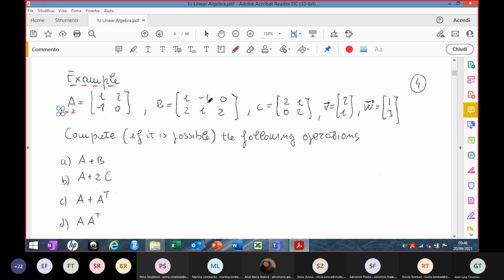How many rows do we have? 2. How many columns? 3. So B is a matrix of dimension 2 times 3. So A is a square matrix, B is a general matrix, or if you want to add, a rectangular matrix, but simply call it matrix. C again is a matrix of order 2. In particular, you have 2 rows and 2 columns, so it's a square matrix of order 2.